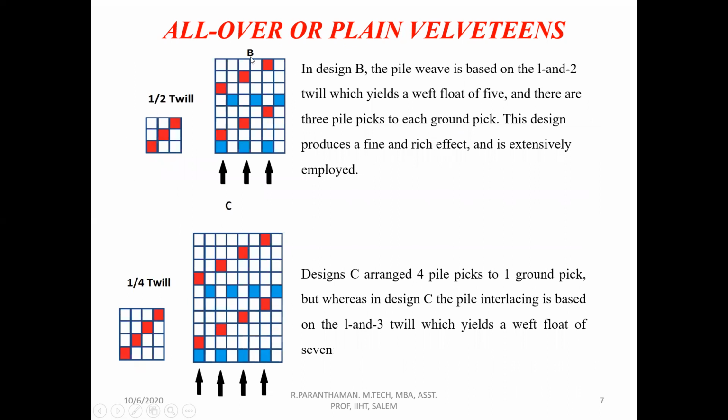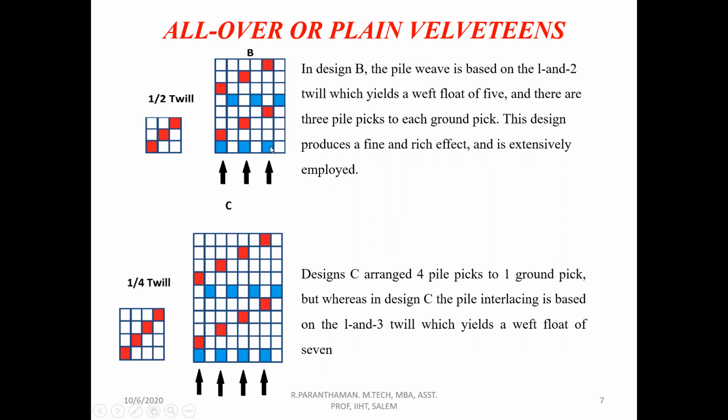Then see design B. In this design, we are using plain view as the ground fabric and 1 up 2 down twill. That is a weft float view, so it can be used as a pile view. See here, the same thing will follow here.